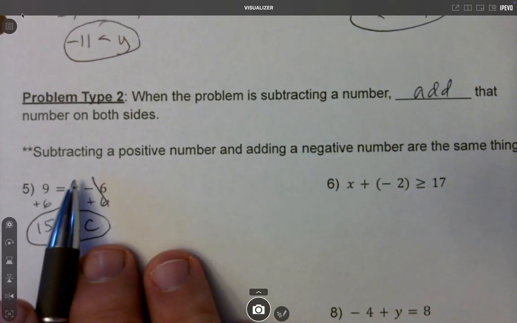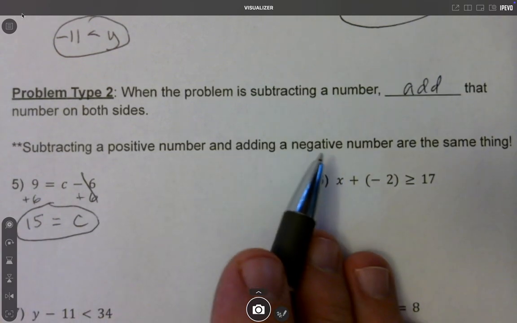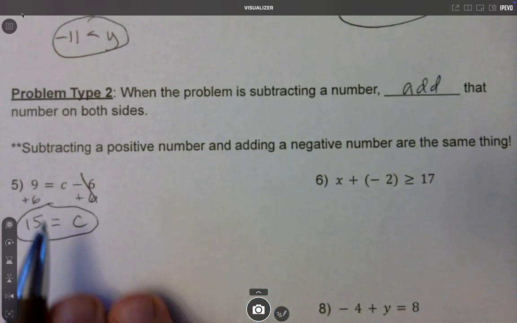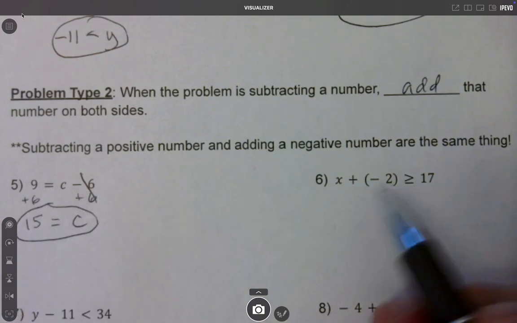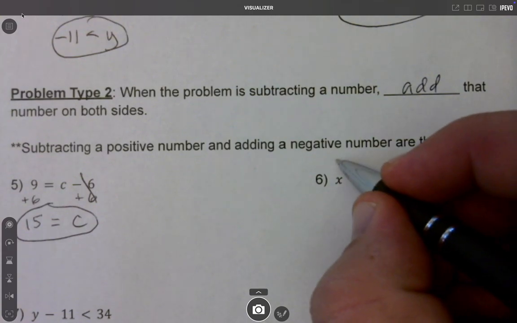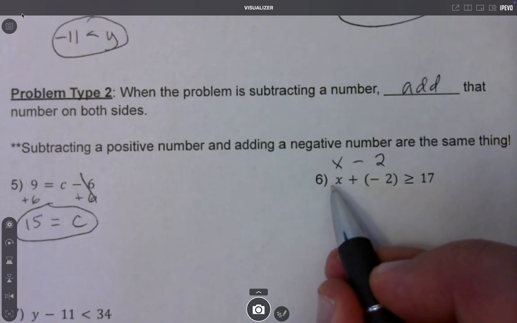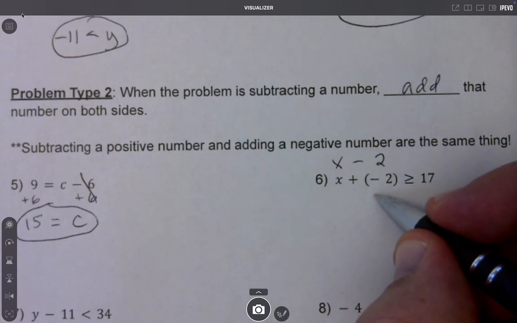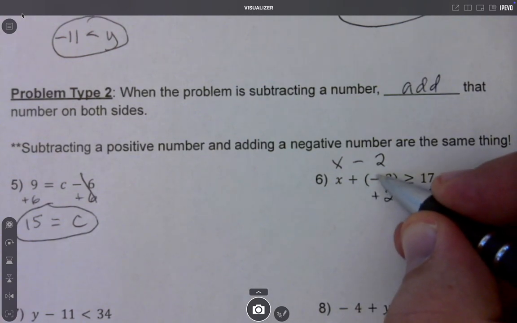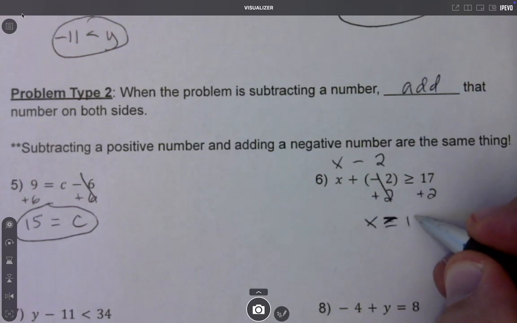Okay, now this also has to do with keep, change, change. Subtracting a positive number and adding a negative number are the same thing. Because here, I know we don't write plus for the positive, but this is c minus a positive 6. This is x plus a negative 2, which is the same thing as saying x minus a positive 2, because it's keep, change, change. So we add 2 to both sides. We get x is greater than or equal to 19.